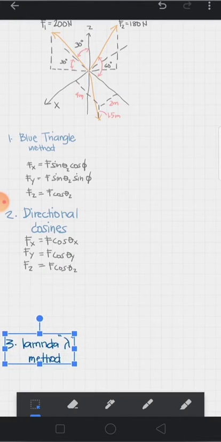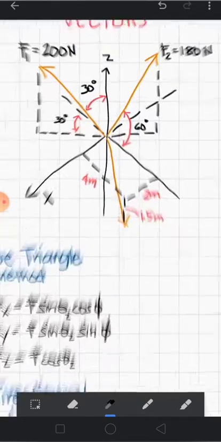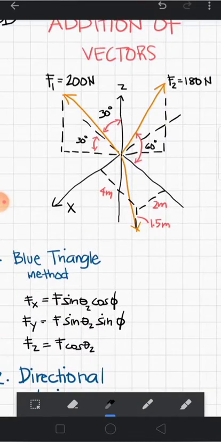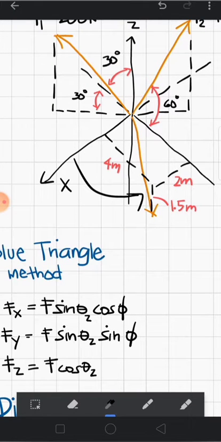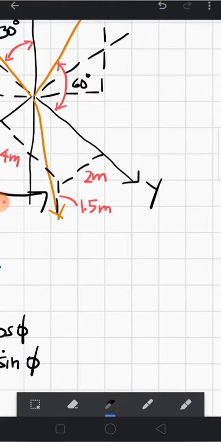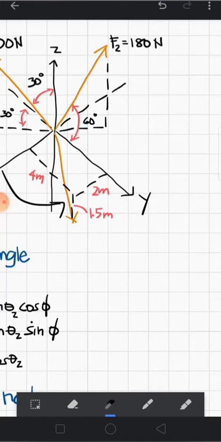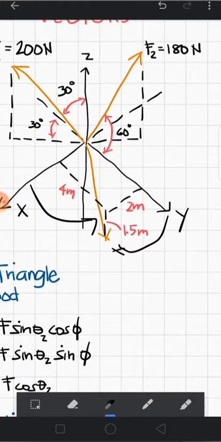So what are these theta z, theta x, and theta y? Theta x is the angle between, let's take for example this force, the angle between the x-axis to the force, that's the theta x. And for theta y, of course, it's just the angle between the y-axis towards the force, this one, and then theta z, the angle between the positive z-axis to the force.